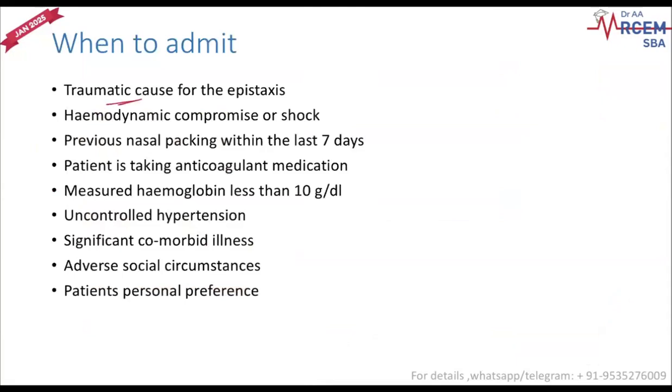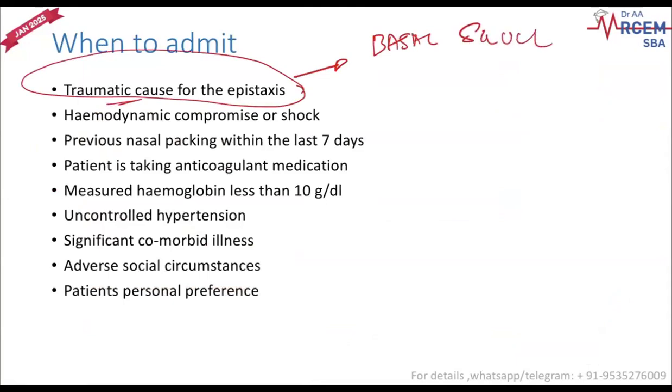If it is a traumatic cause of epistaxis, this is a tricky part here. If it's a traumatic cause of epistaxis, there might be a base of skull fracture. If there is a base of skull fracture, it is a contraindication to place a nasal tampon there, because it can go up and injure your brain parenchyma. The risk will be there because a base of skull fracture might be present in trauma cases when they have epistaxis. So you might have to do imaging first before you think of placing a tampon.